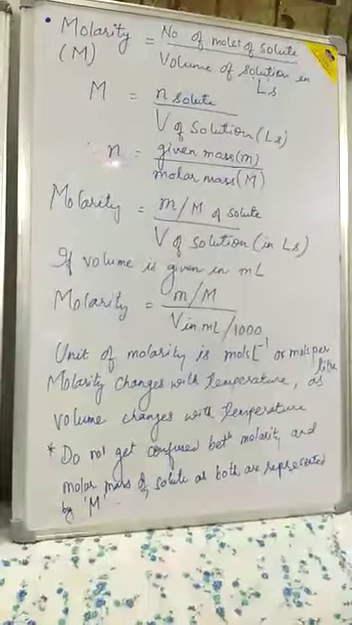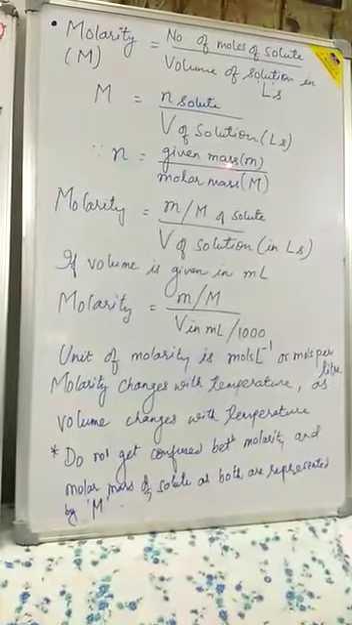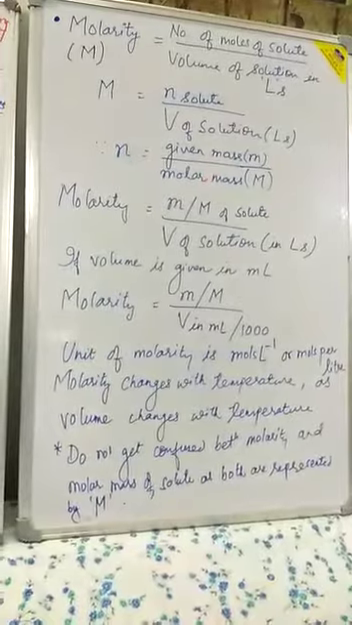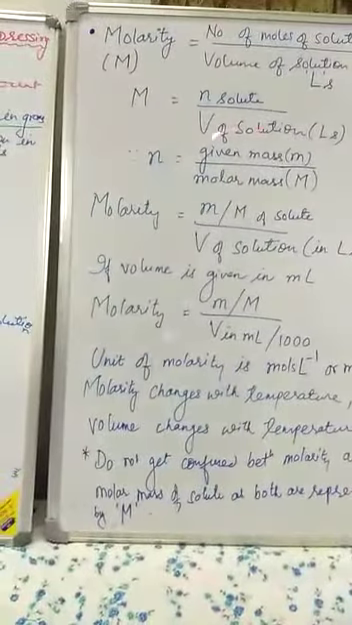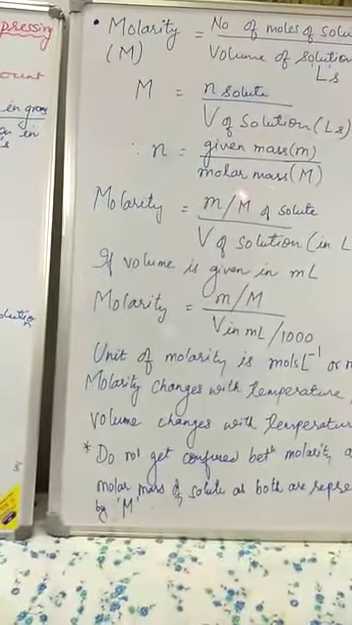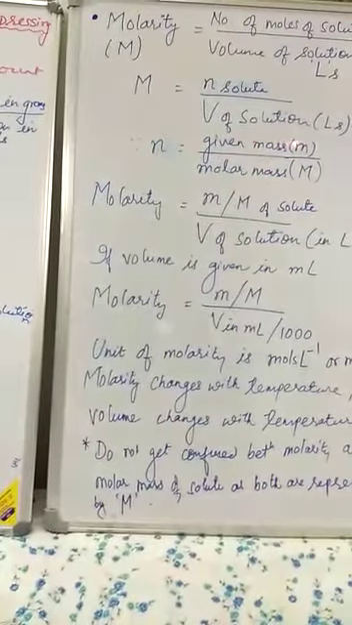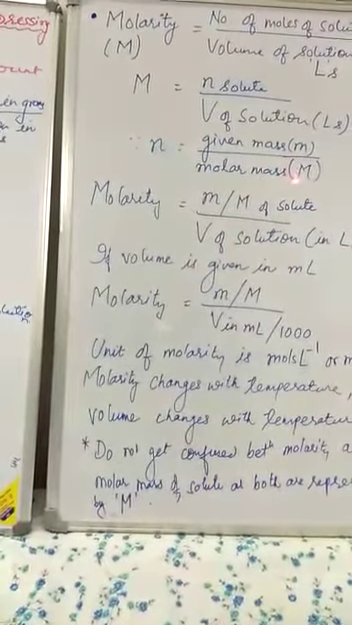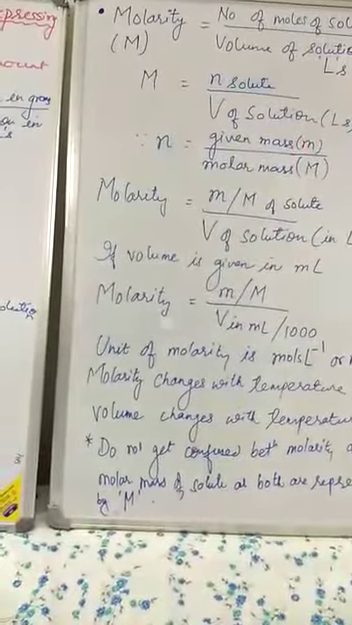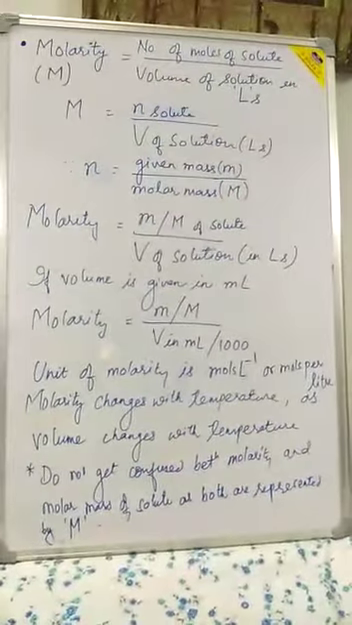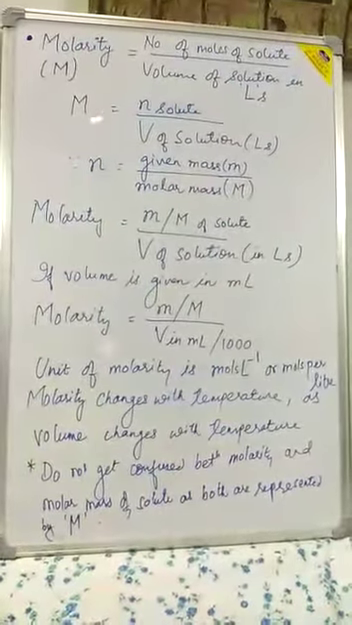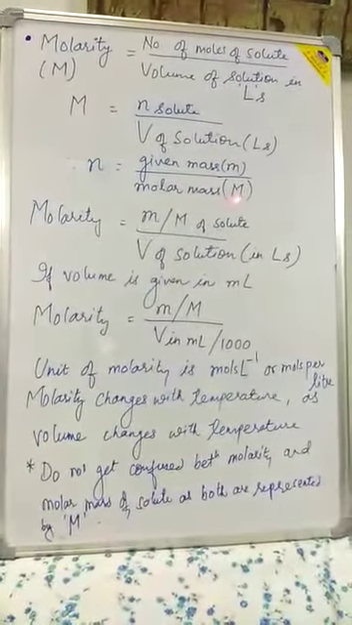Here you see, we know that number of moles equals given mass by molar mass. If we are talking in terms of solute, then number of moles equals given mass of solute by molar mass of solute. So n equals m by M, small m by capital M. Small m is given mass, capital M is molar mass. Here students, please don't get confused between molar mass and molarity, because both are given by capital M.